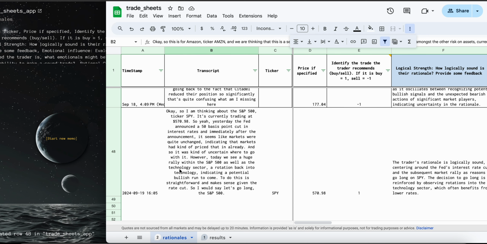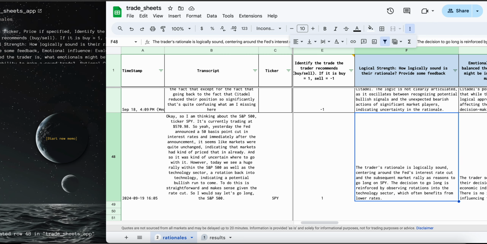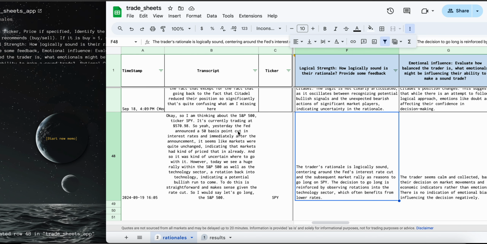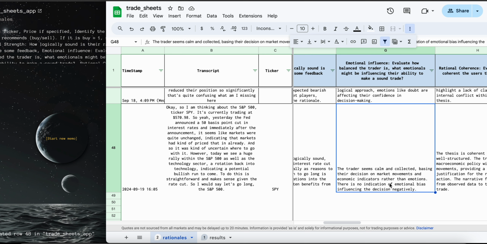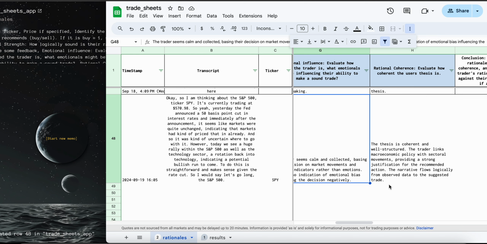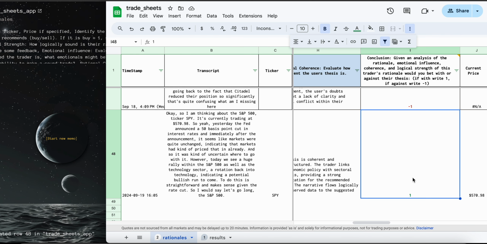All right, so we can see my transcript here, and let's check out the response from the LLM. Saying that my rationale is logically sound, that I'm being calm and collected, and I'm basing this decision on economic indicators rather than emotions, and that the thesis itself is well structured, and it is saying that it would bet with me. So that's a kind of interesting gut check on a rationale.